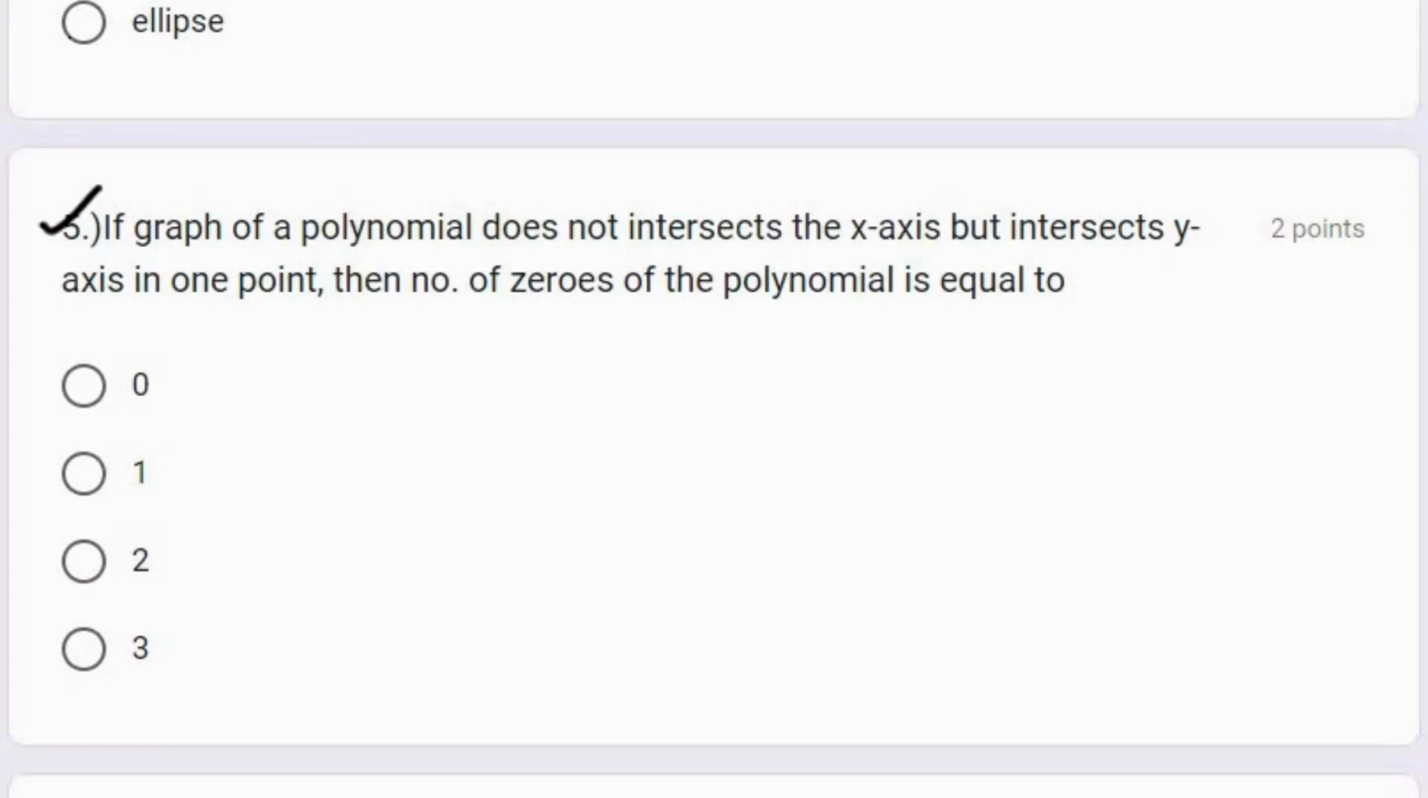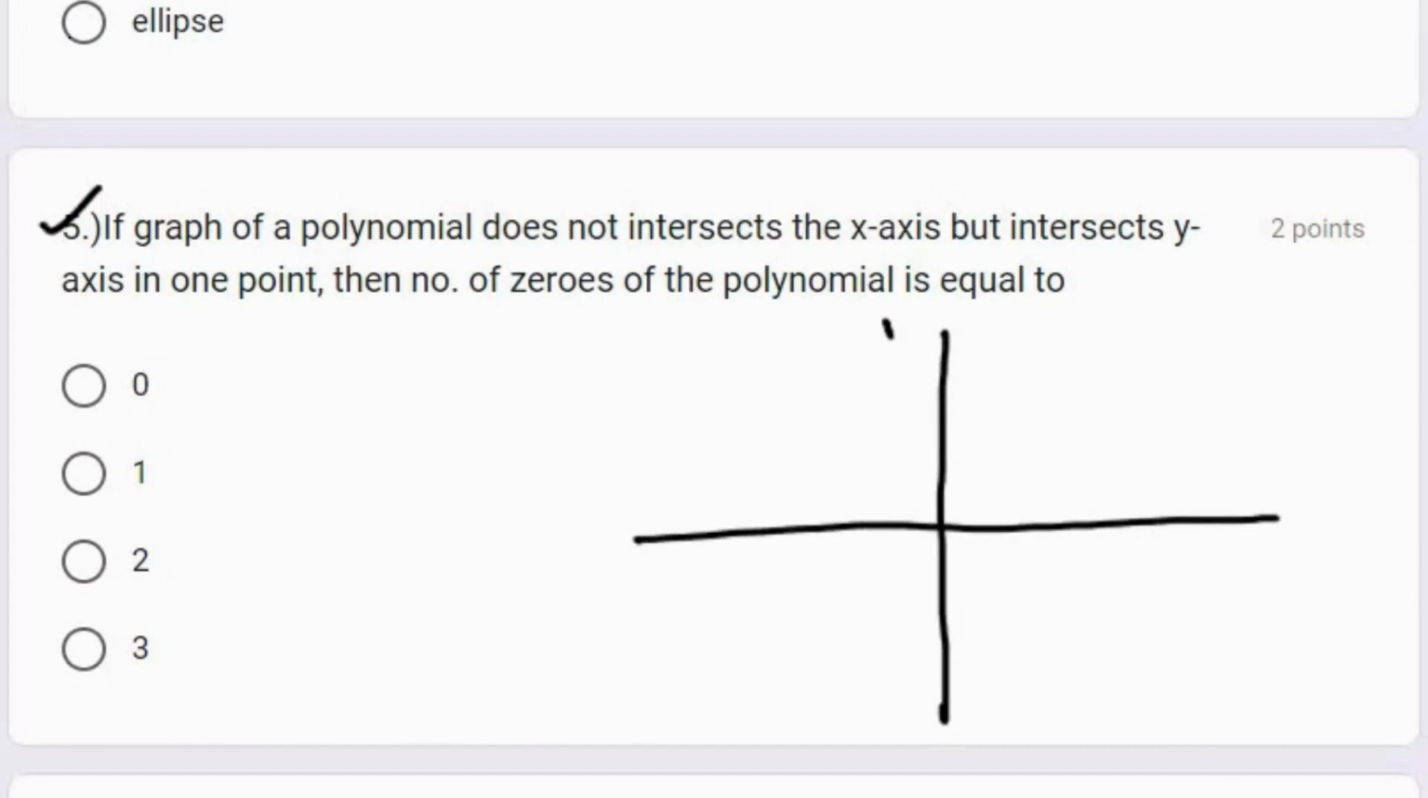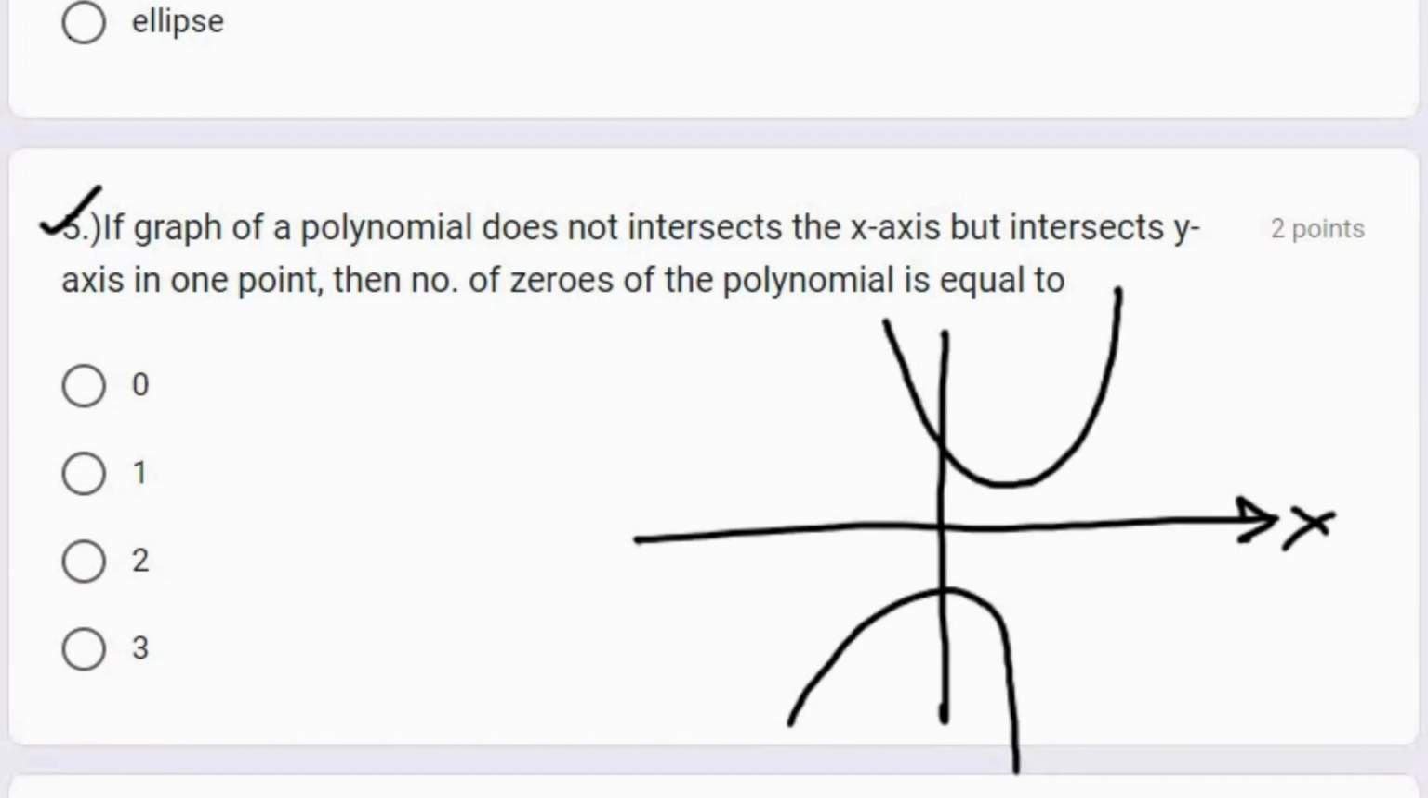So what they want to say, for example, we have a quadratic polynomial. This polynomial's graph intersects y-axis, something like this or this. It does not intersect x-axis at all. So what is the number of zeros? Zeros are those points where the graph intersects x-axis. So number of zeros will be 0. This quadratic equation has imaginary roots.